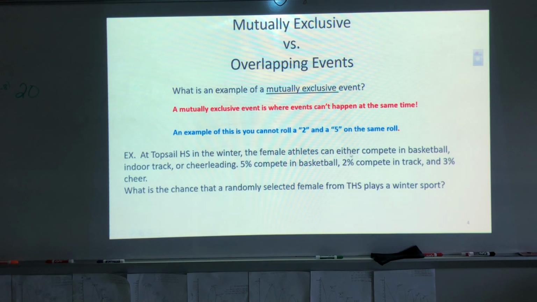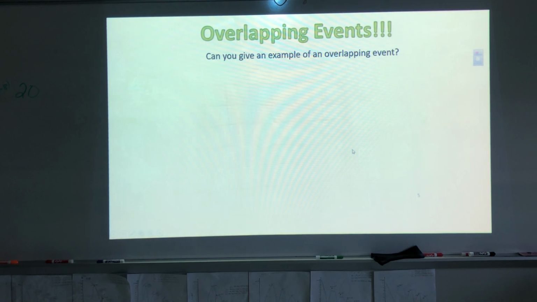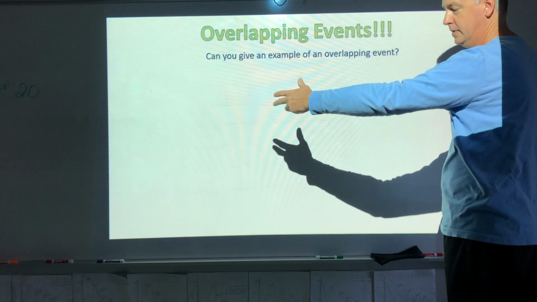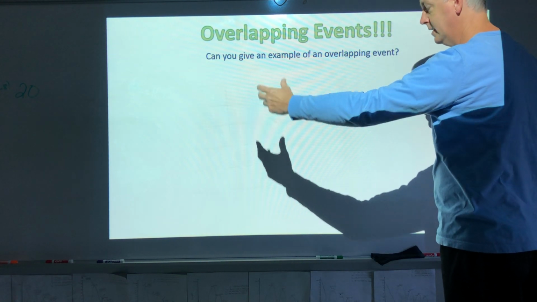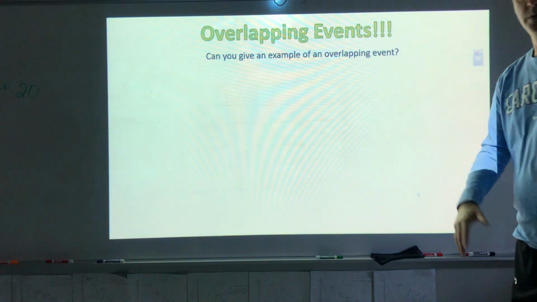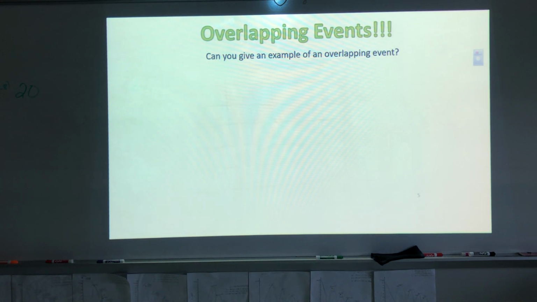So what does the overlapping look like? Overlapping events. Can you give me an example of an overlapping event? All right. What does overlapping mean? Well, we've talked about overlapping, right? When we talked about the bouquet of flowers, remember that? We had in this bouquet roses, daisies, and lilies, and in this one we had carnations, tulips, and daisies. Daisies was the overlapping piece. So we're back to talking about overlap again.